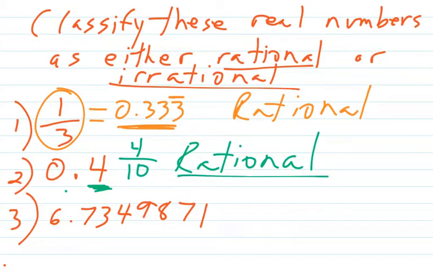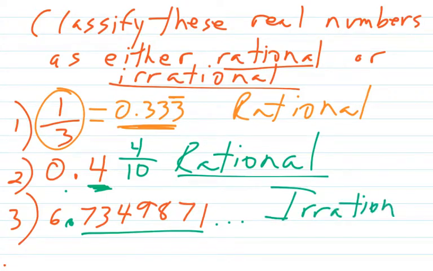Now for number 3, I should have put dots on the end. But basically what we're trying to get at here is this number goes on forever, based on the dots, but has no pattern. Perfect example of an irrational number. Okay? Irrational numbers as decimals, they go on forever, no pattern.